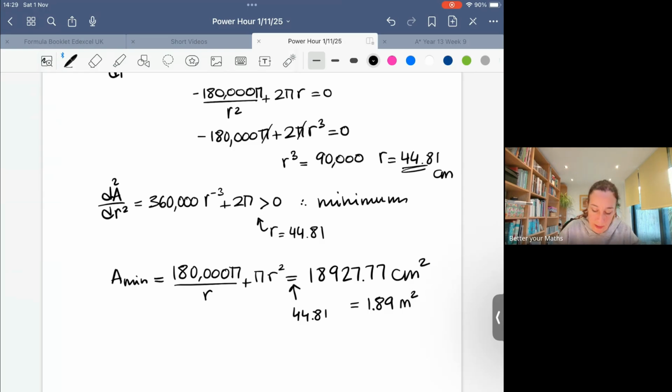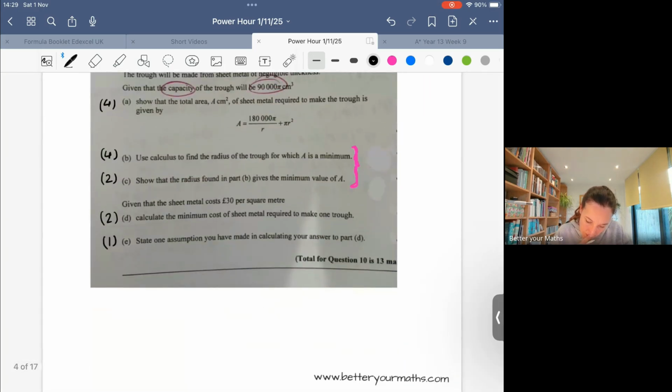And what we are going to do is to multiply that by 30 pounds. So the cost will be 30 pounds times 1.89, which is 56.7 pounds. Yeah, that's the minimum cost. Calculate the minimum cost of metal sheet required. So this is what they are asking us.